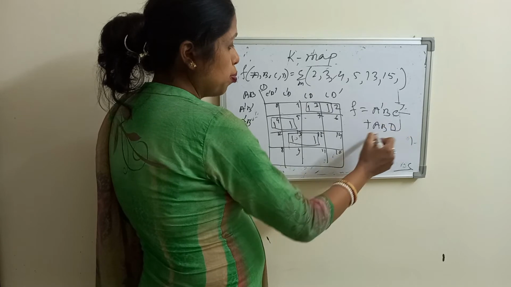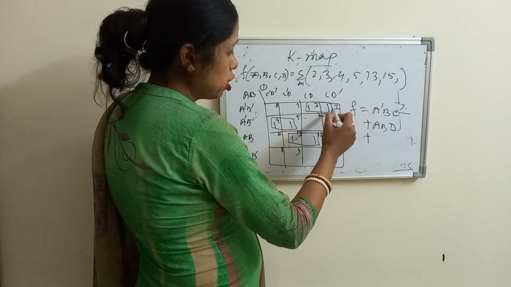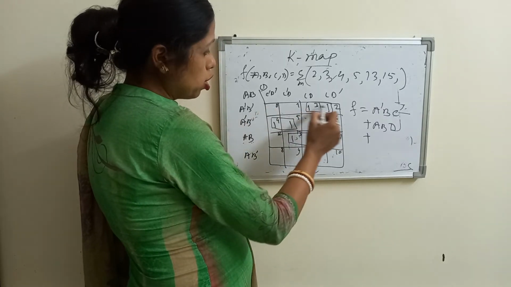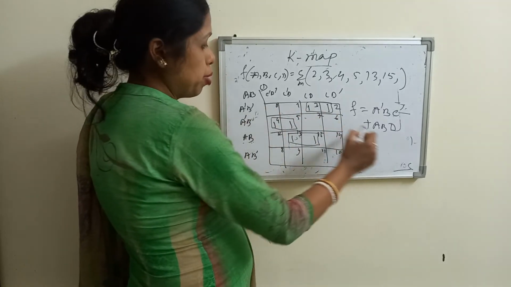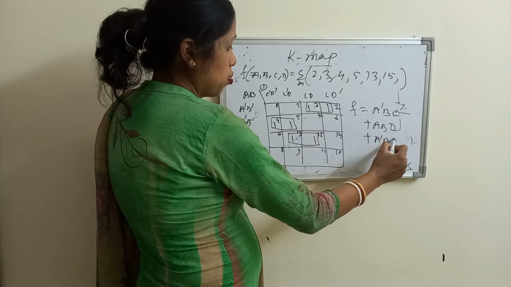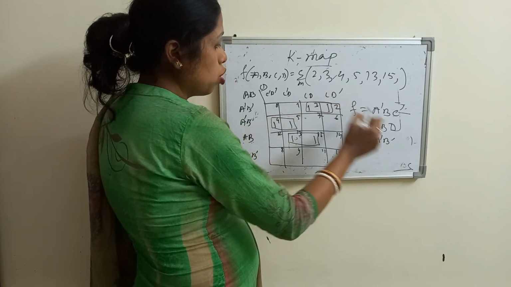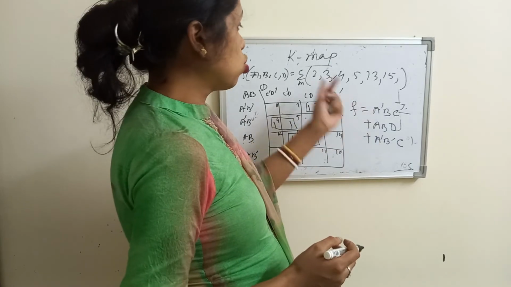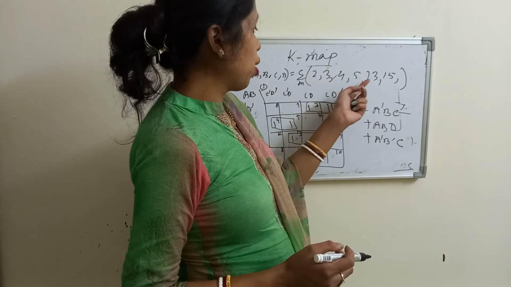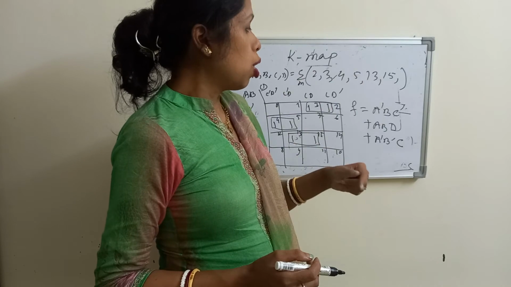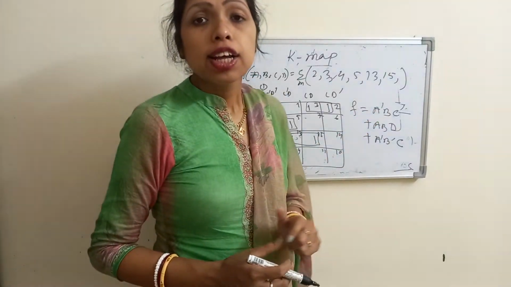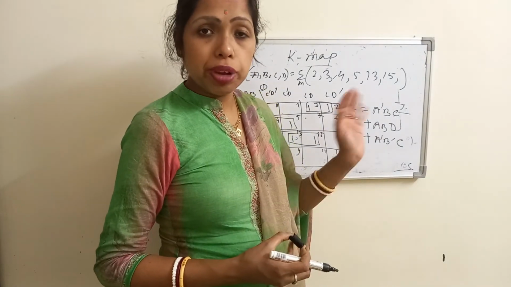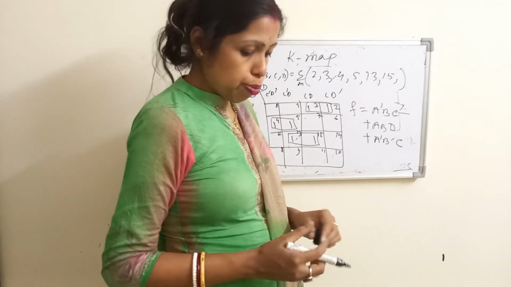A, B, D. Now come to this one. Here also you can see, for these two cells, A prime, B prime is constant. If you see the vertical value, C is constant. So now you can see 2, 3, 4, 5, 13. From the 16 minterms, you are getting only 3 terms from the 6 minterms. So you can minimize the expression by using K-map.